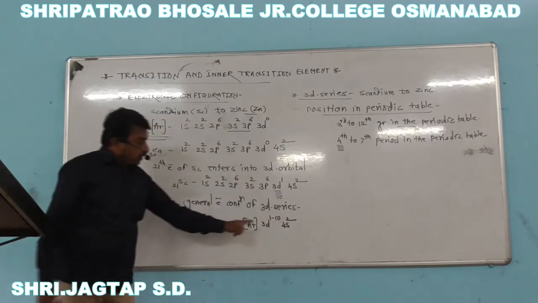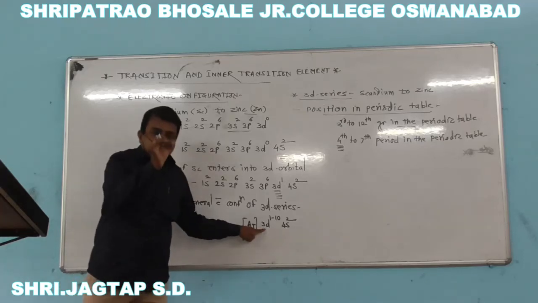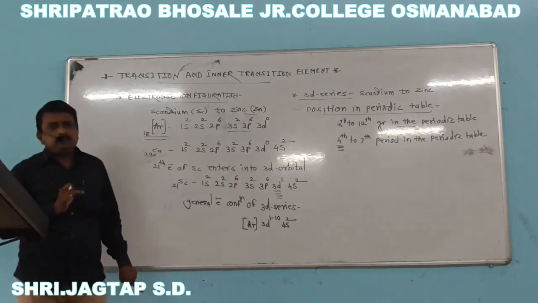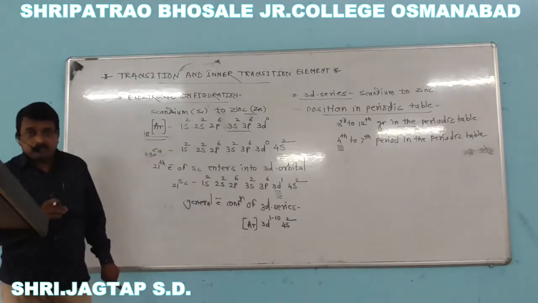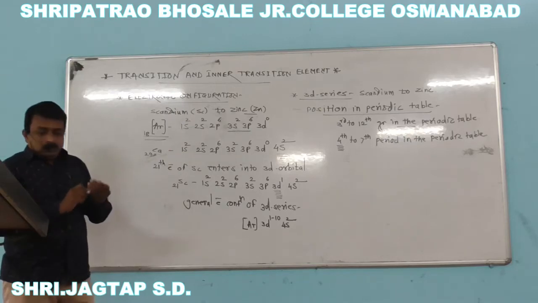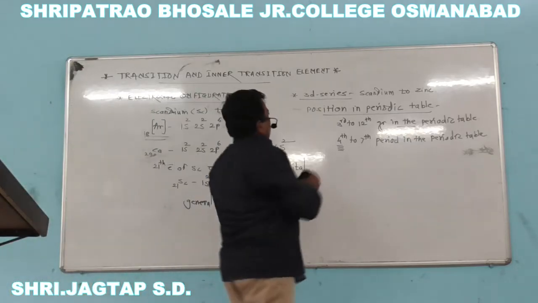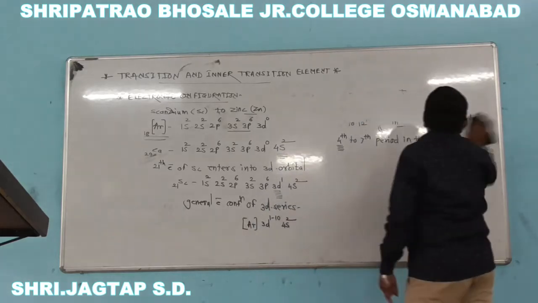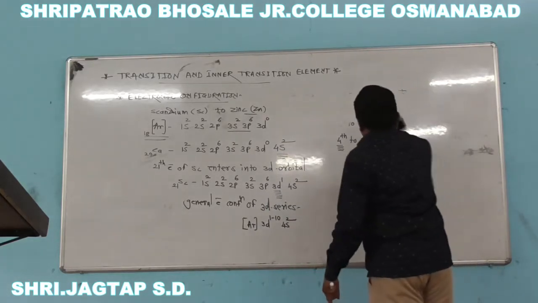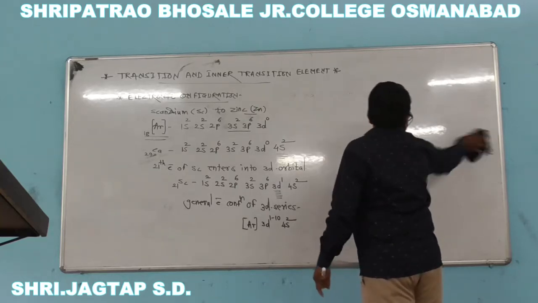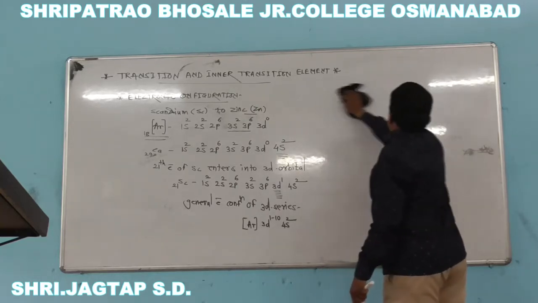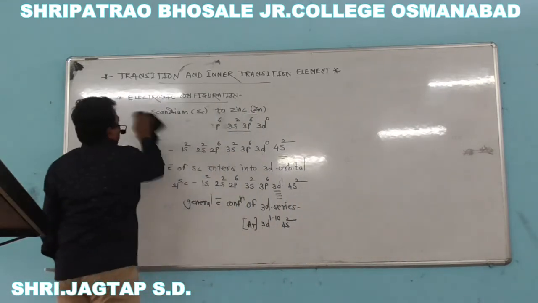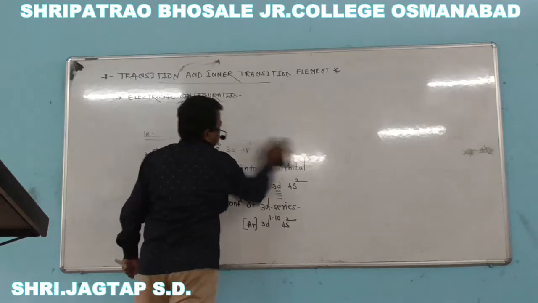That is, the 3d orbital is successively filled in each element. So, we are going towards the electronic configuration of the 3d series. The 3d series consists of 10 elements, starting from scandium and ending with zinc.